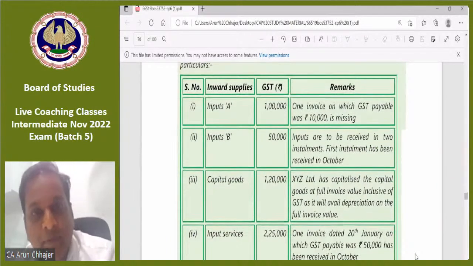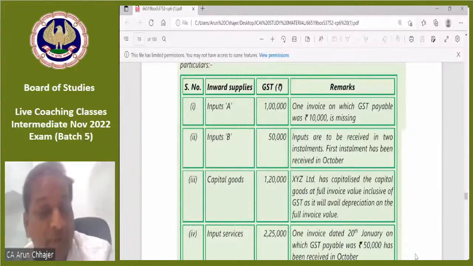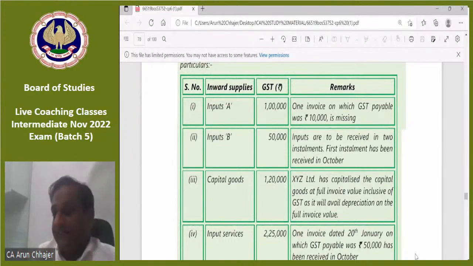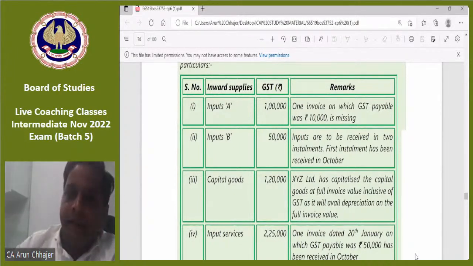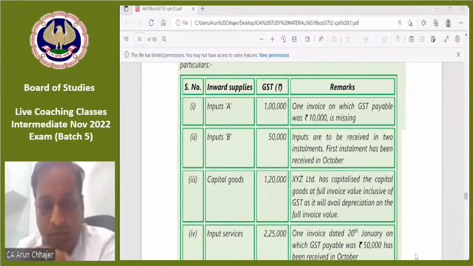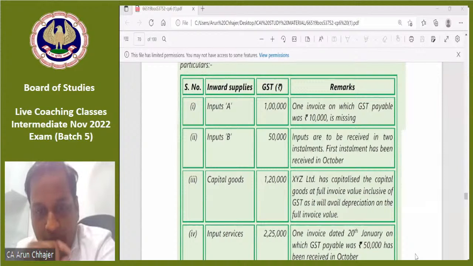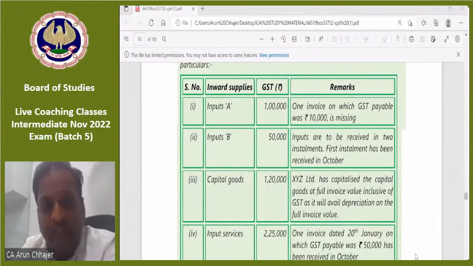ITC would be available or not? Please give the reasoning.